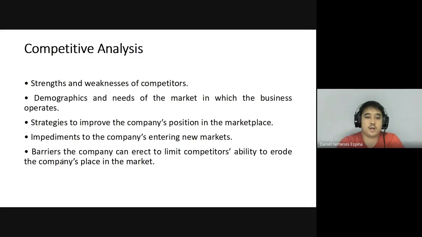So we have barriers the company can erect to limit the competitor's ability to erode the company's place in the market. So perhaps nakapatent ang product sa atong competitors, that's why we cannot sell the same. So basta nakapatent ang product, the other persons or the other entities cannot sell the same product for a number of years. They cannot also copy and imitate that product. So if you notice, the competitive analysis can help the business or the organization create the business level strategies.